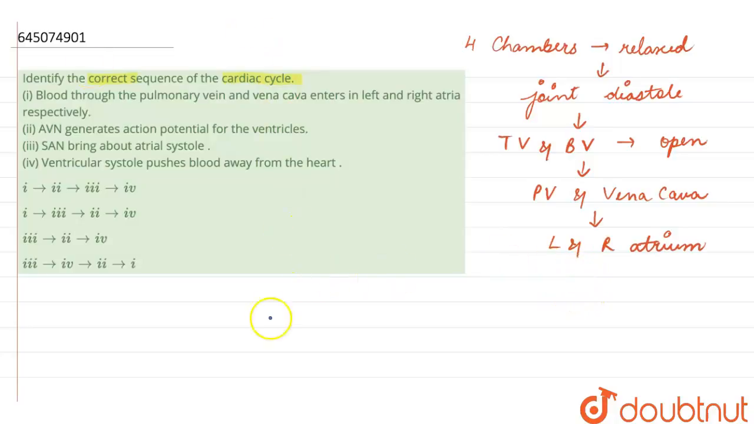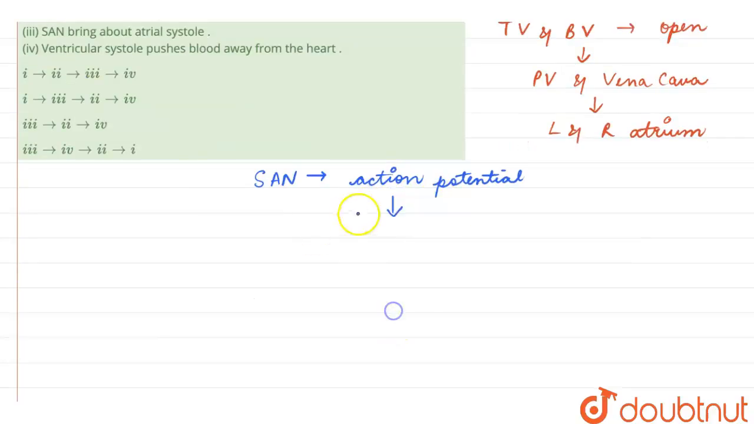Now what happens is that the action potential is created by SAN. SAN is the sinoatrial node, which is the natural pacemaker of the heart, right? So it creates the action potential. This action potential created by the sinoatrial node will stimulate both the atria and cause them to contract. This contraction causes the atrial systole.